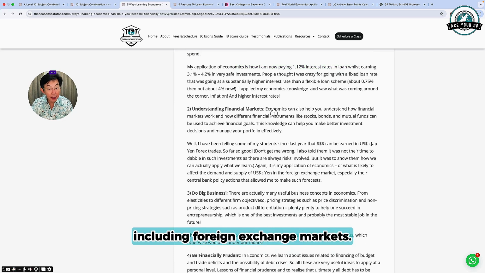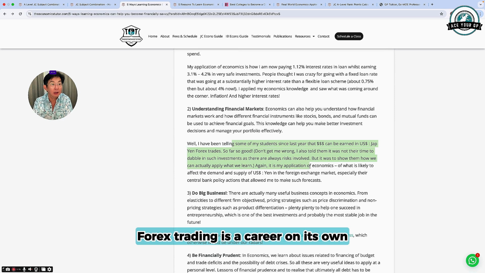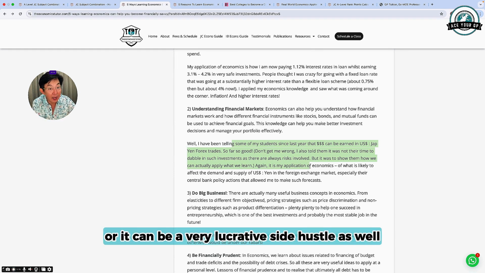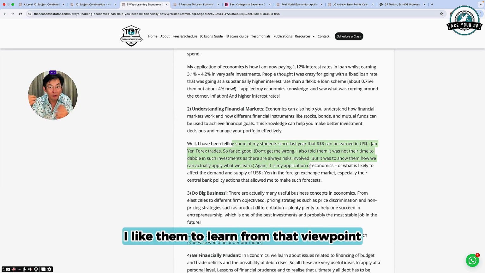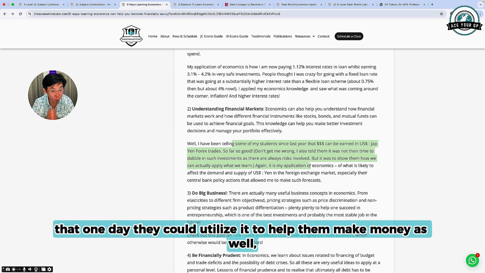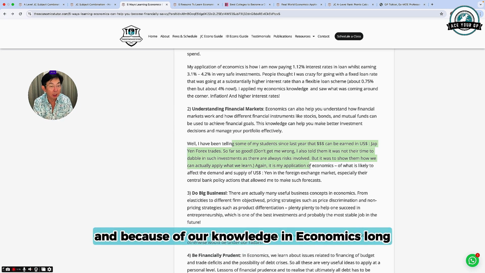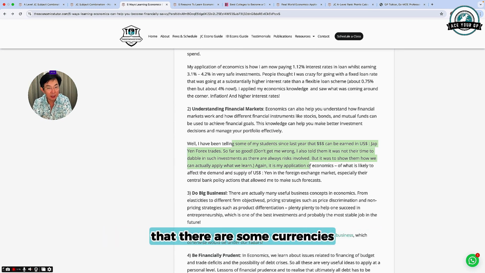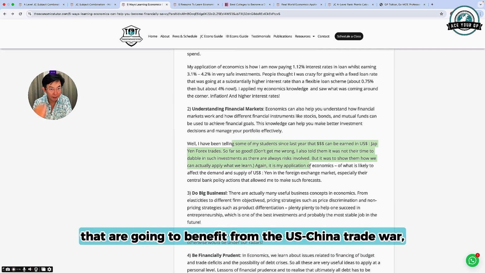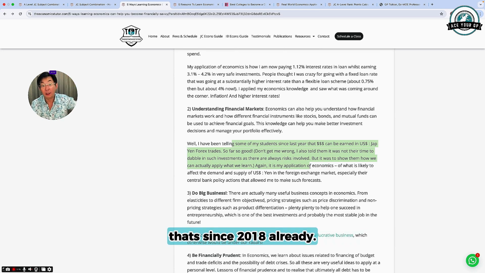Now, understanding financial markets, including foreign exchange markets. Forex trading is a career on its own, or it can be a very lucrative side hustle as well. So when I teach my students about exchange rates, I like them to learn from that viewpoint, that one day they could utilize it to help them make money as well. And because of our knowledge in economics, many years ago, I already told my students that there are some currencies that are going to benefit from the US-China trade war, since 2018 already. And indeed, that played out to be true.